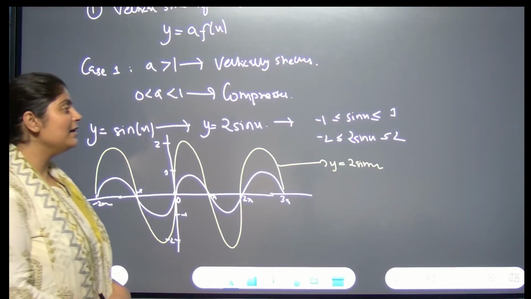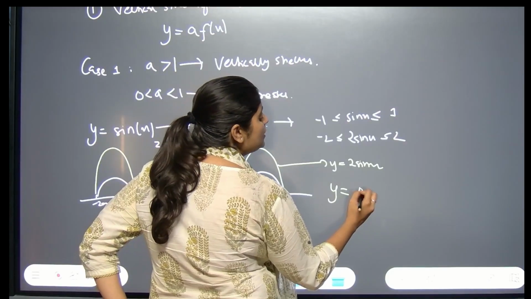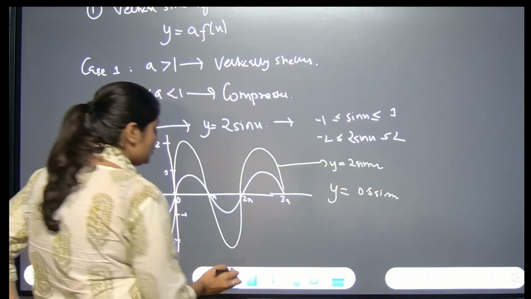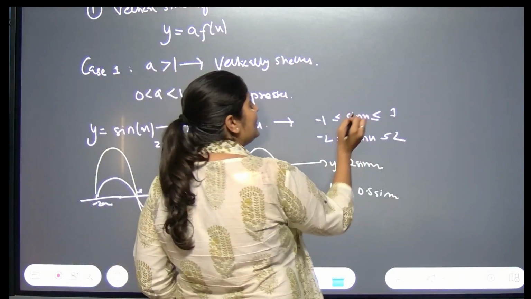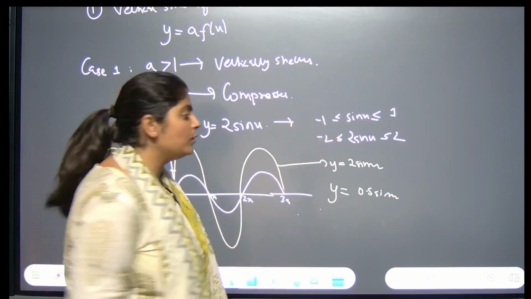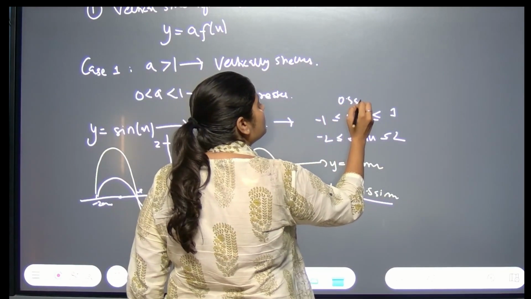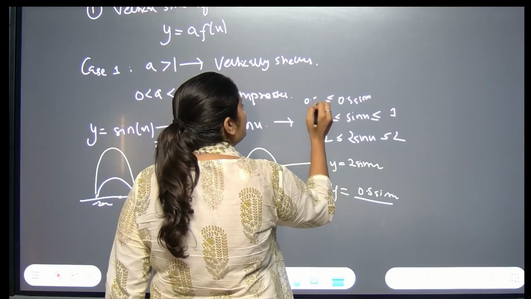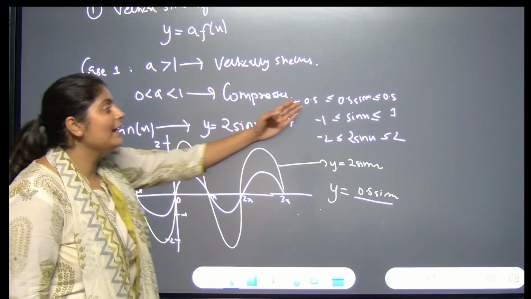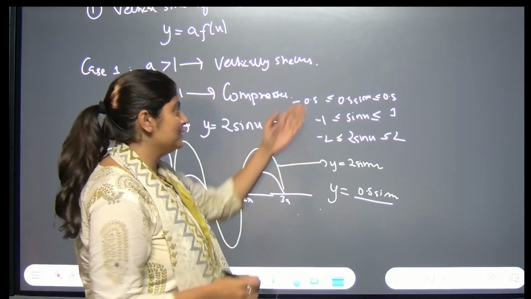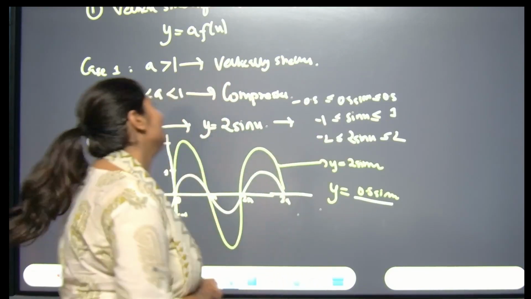Right? Similarly, if someone asks me to make the graph of y equals 0.5 sin x, what happens here? We know sin x lies between minus 1 and 1. Where would 0.5 sin x lie? 0.5 sin x would lie between minus 0.5 and 0.5. So we can see the range lessens. The range becomes minus 0.5 to 0.5.